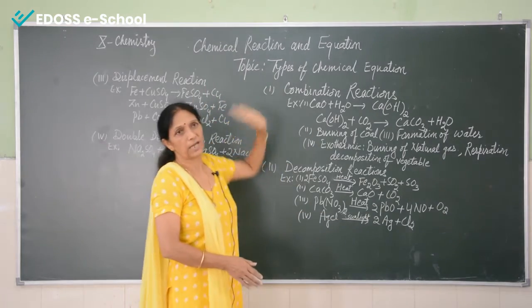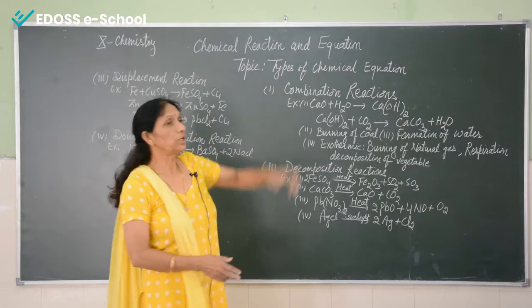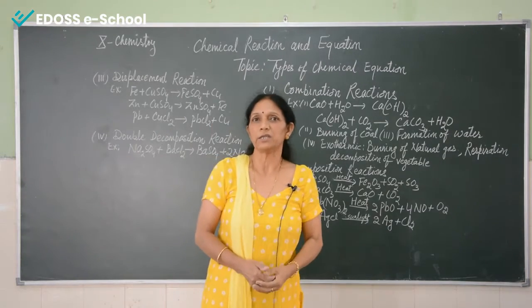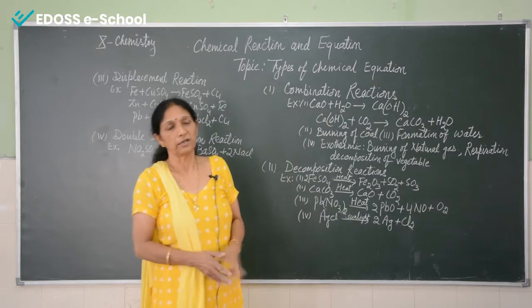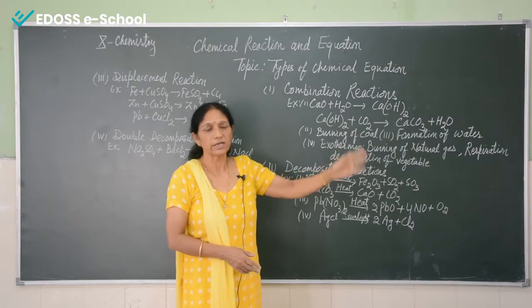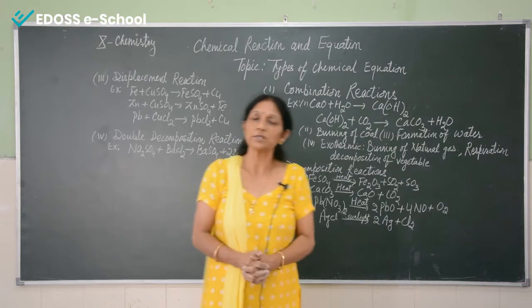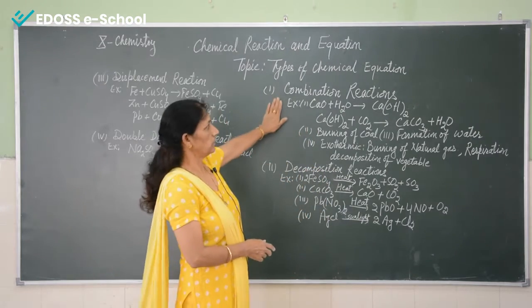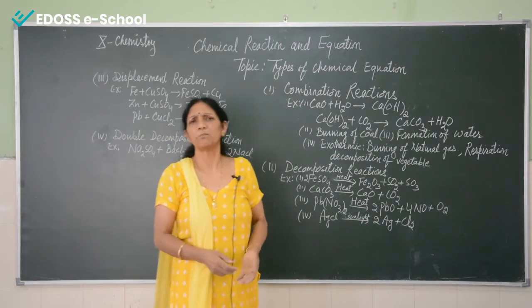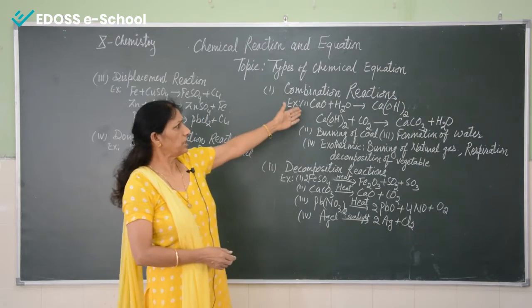Now coming to the first type, that is combination reaction. As the name indicates, combination means combining. Reactants are combining together and giving a single product. Such types of reactions are known as combination reactions. There are so many examples, we can see a simple example.